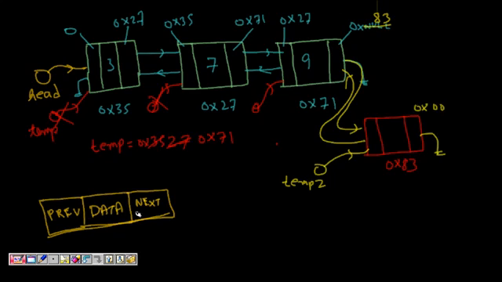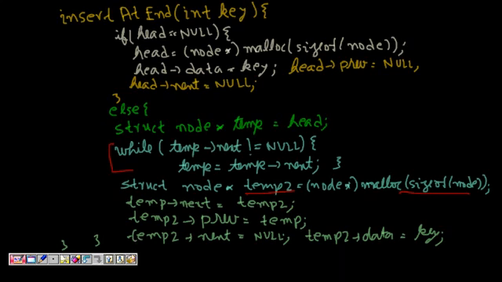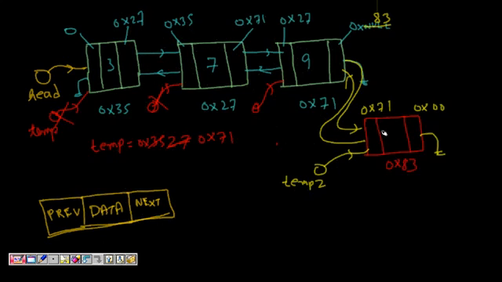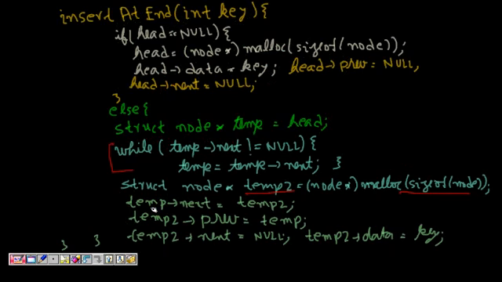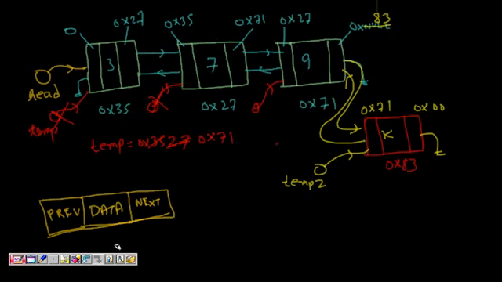So now temp2 next is null. So temp2 next becomes null. So this is 0x00, and then this previous becomes 0x71, and then let's see. So temp2 data is key. Okay, so temp2 data is equal to key, so whatever we passed. So now we see that a connection is made, and this is insert at end. Okay, so this was about insert at end, and this code we can see the demo of the code also.